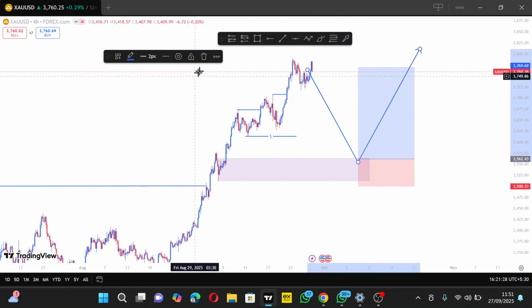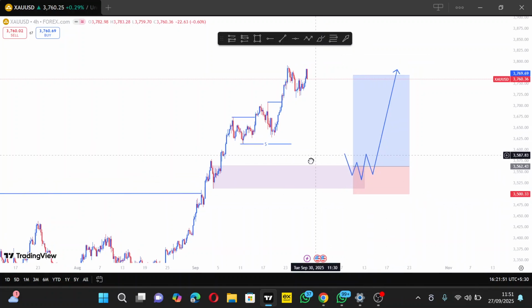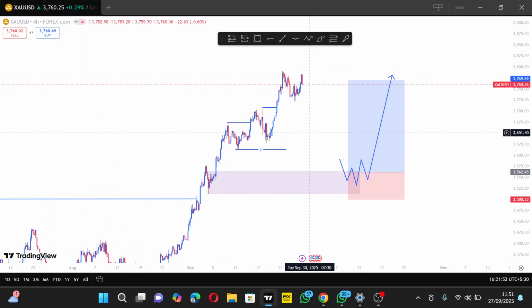We don't just buy like that. Once you see that price has gotten to this level, you need to wait for a change of character before we swing our buy. That's why we still need to observe what price action is doing. So this is my POI where I'm expecting gold to buy from. For now, you don't need to sell gold. Don't sell gold for now.